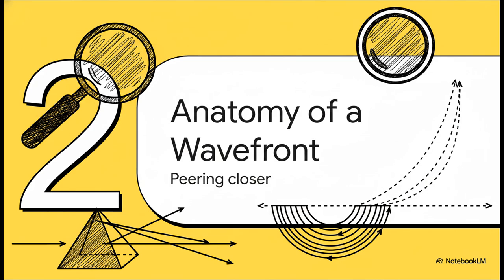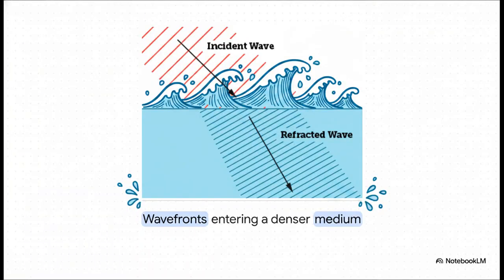Section 2. Anatomy of a wavefront. Peering closer at the wave. Imagine these diagonal lines are like ocean waves marching forward. As the wave hits that boundary and enters the denser blue medium, part of it slows down first, while the rest is still catching up. See how those lines in the blue region suddenly bunch up together? That visual crunch you're seeing? That is the exact moment refraction happens.